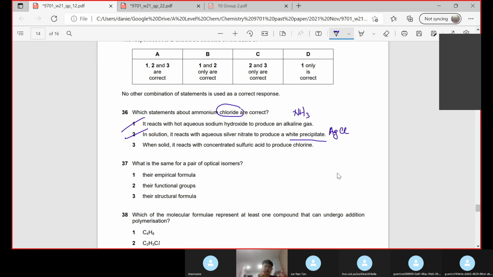Okay, but chloride reacting with concentrated sulfuric acid, the sulfuric acid is not strong enough to oxidize the chloride. Okay, so number 3 is wrong. Answer is B.